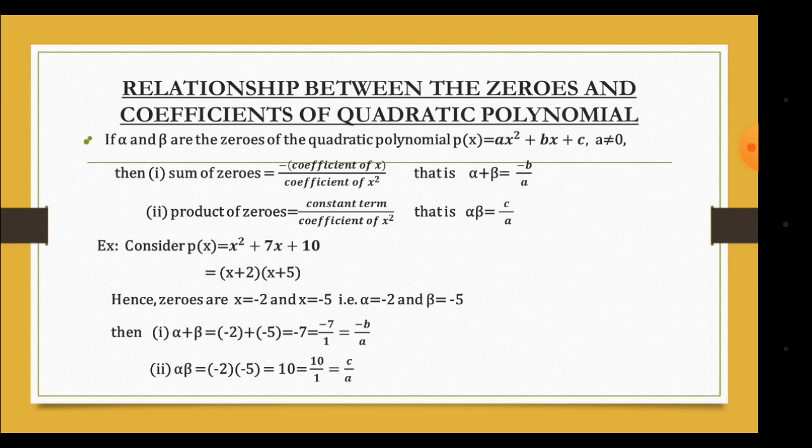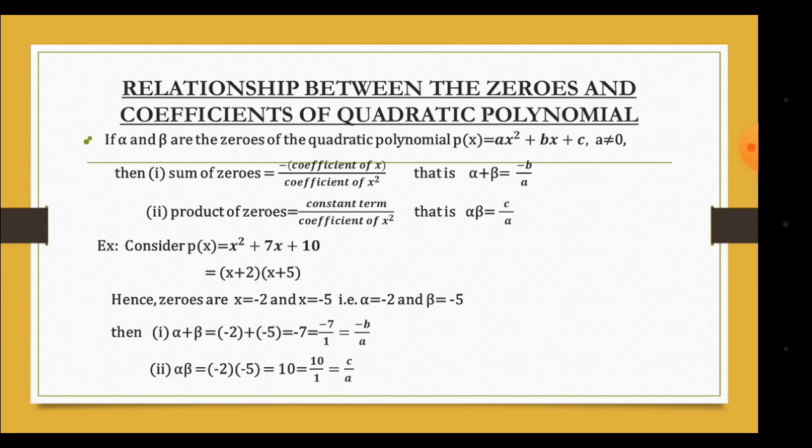Consider p of x equal to x square plus 7x plus 10. First you have to find the zeros of this polynomial. For that we need to factorize it. So here the factors are x plus 2 and x plus 5. From the first factor x plus 2 you will get x equal to minus 2. From the second factor you will get x equal to minus 5. So here we have two zeros, minus 2 and minus 5. So alpha equal to minus 2 and beta equal to minus 5.